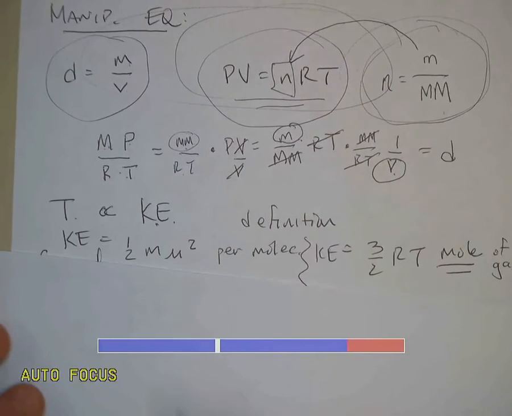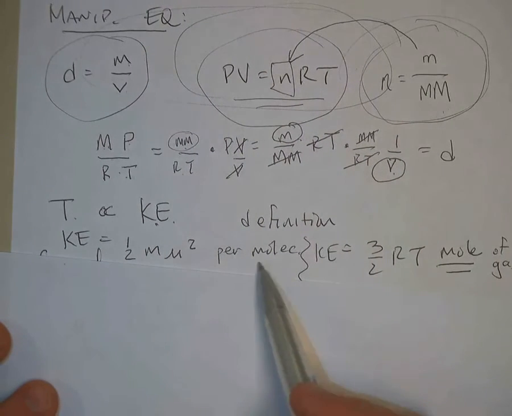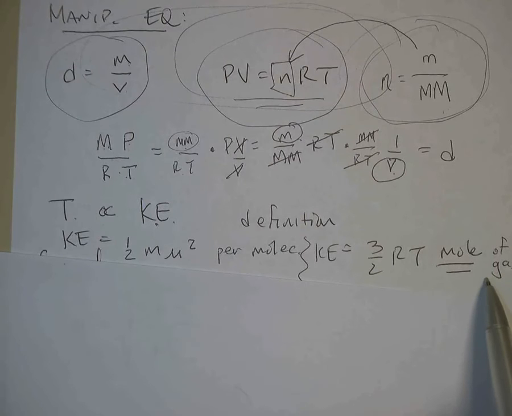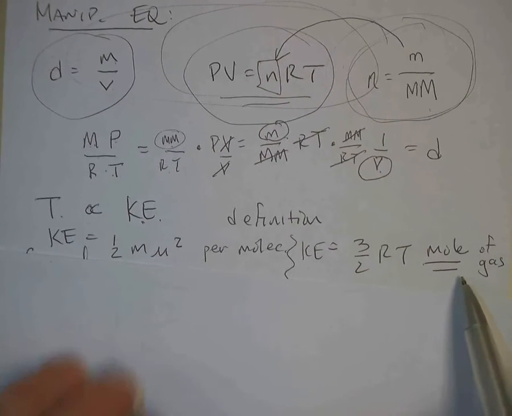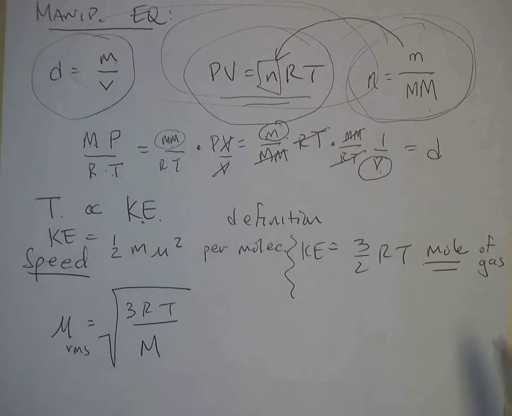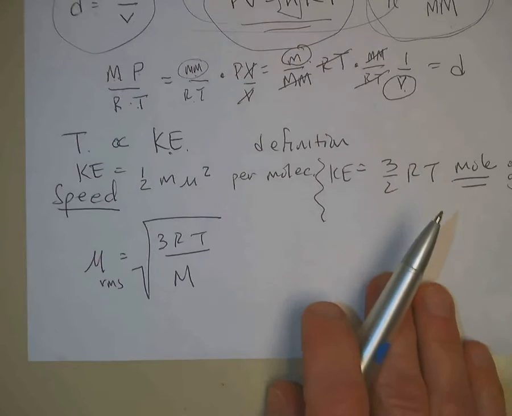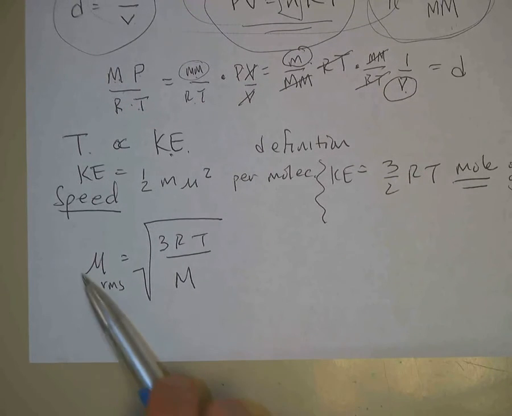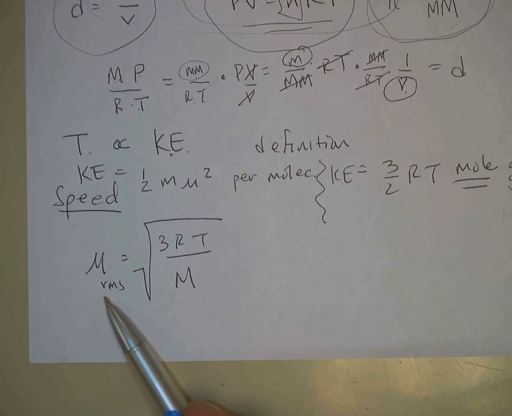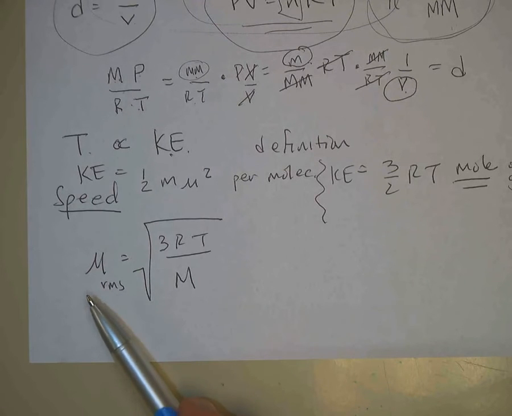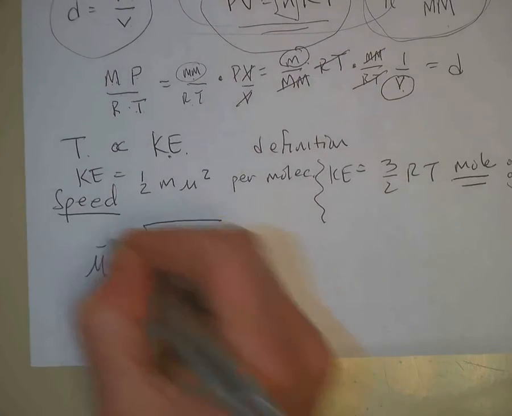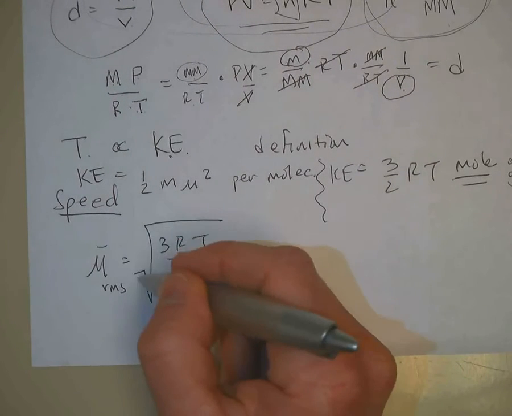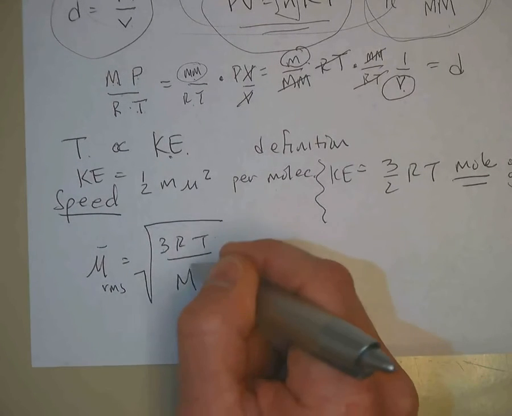Kinetic energy is equal to 1/2 mu squared per molecule, or 3/2 RT per mole of gas, which you saw on the periodic table as well. Lastly, speed. The speed of a gas particle is found by taking what's called the root mean square average, because they usually put a little line over it meaning average. This is equal to the square root of 3RT over capital M.